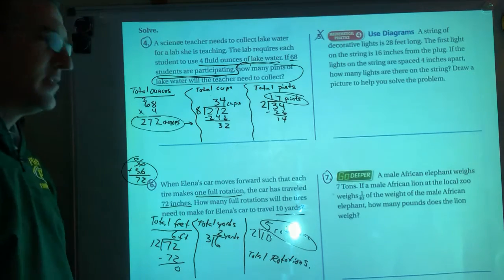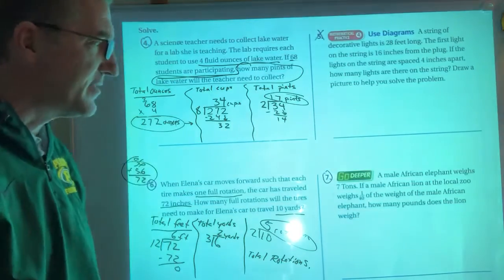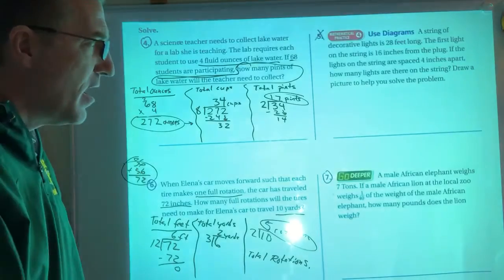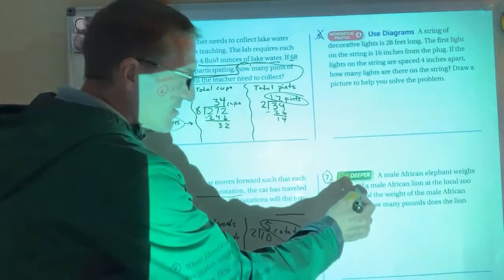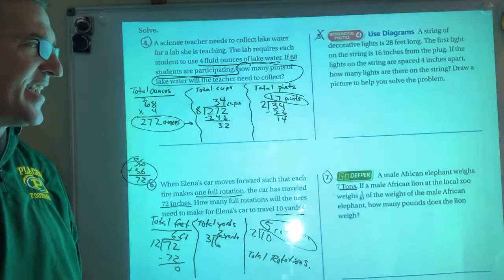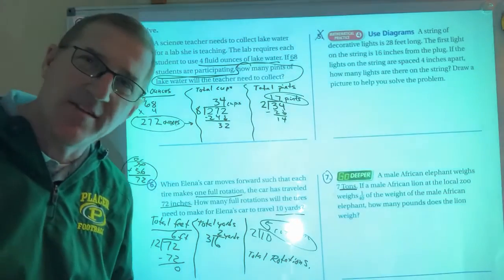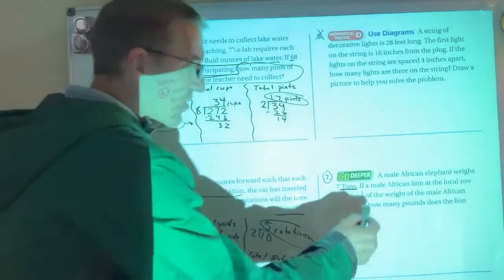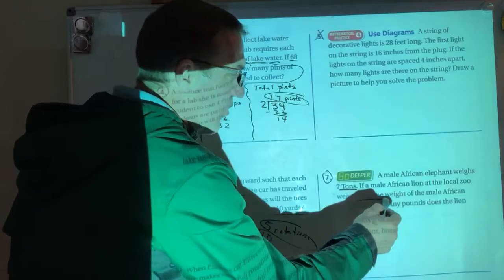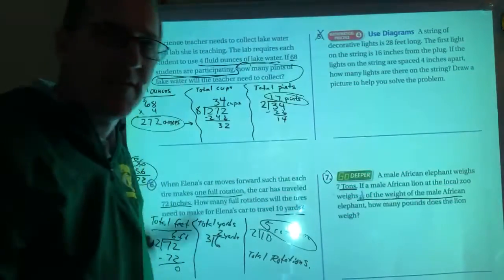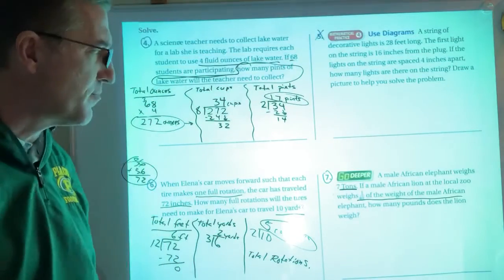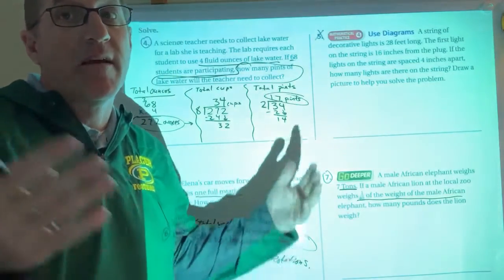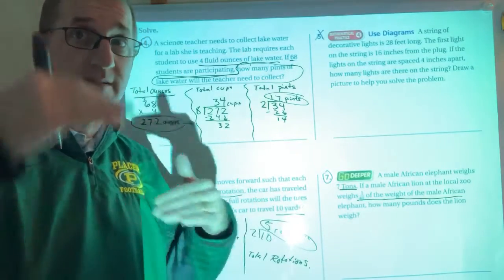All right. This is the kind of problem you're probably going to find on a test. I love these elephant and lion things with the tons, right? A male African elephant weighs 7 tons. If a male African lion at the zoo weighs 1/40th, can you imagine that? 1/40th of the weight of the male African elephant, how many pounds? So the African lion is 1/40th. And every time I see a fraction, every fraction is a what? It's a division problem. And if it says 1/40th of, it means I times by 1/40th, which just means I divide by 40. Because whatever, right, is going to be on top.